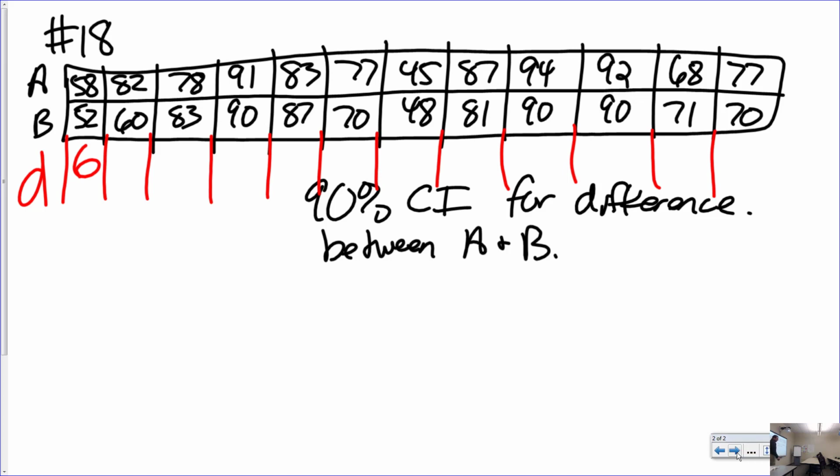Again, you can just redefine it if you wish, right? 82 minus 60, 22. Note, 78 minus 83, since I'm going top minus bottom, that's negative 1, negative 4, 7, negative 3, 6, 4, 2, negative 3, 7.